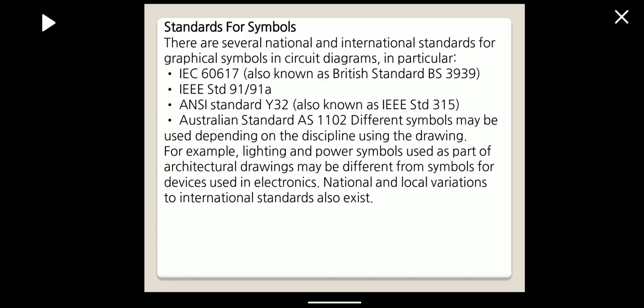Different symbols may be used depending upon the discipline using the drawing. For example, lighting and power symbols used as a part of an architecture drawing may be different from the symbols for devices used in electronics. National and local variations to international standards also exist. So these are the standards for the electrical symbols.